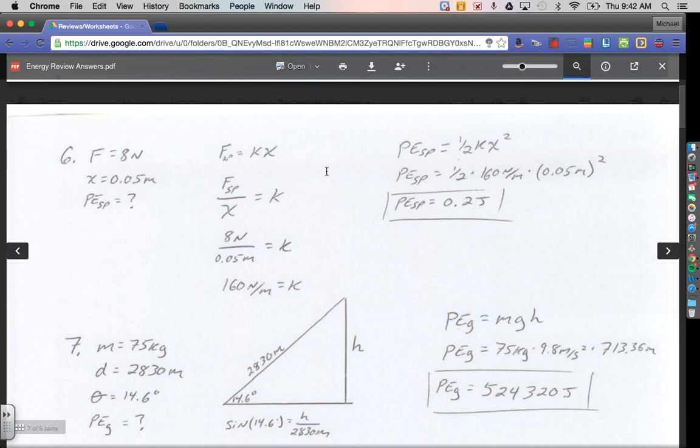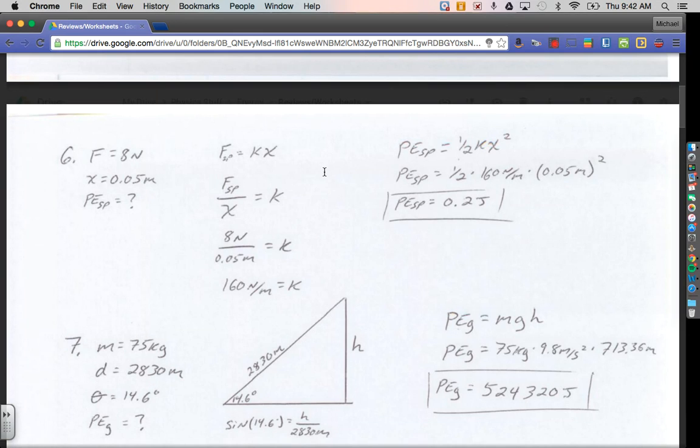Looking at problems 6 through 9 on our energy review paper. Number 6, you are getting ready to play the game of pinball. You prepare to launch the ball into play by pulling back on a spring on which the ball is resting. If you exert 8 newtons of force to pull the spring back 0.05 meters, what is the current amount of potential energy possessed by the spring?